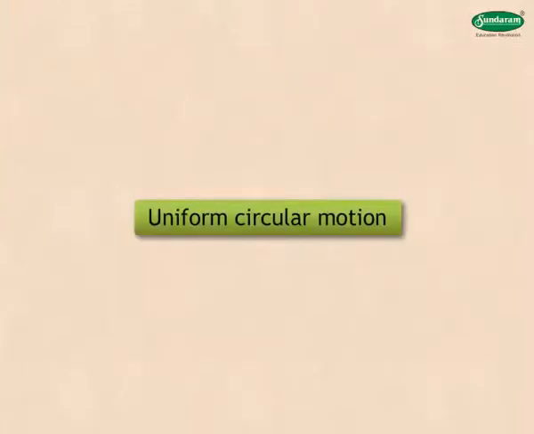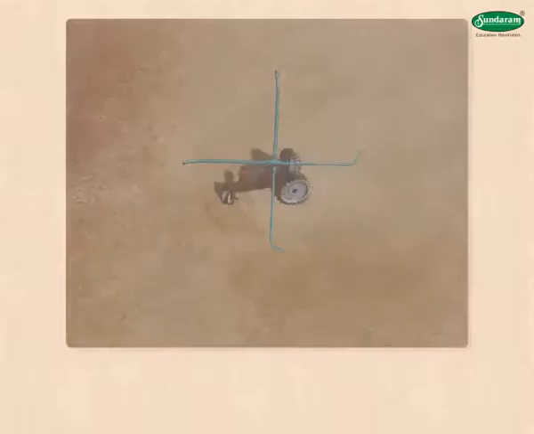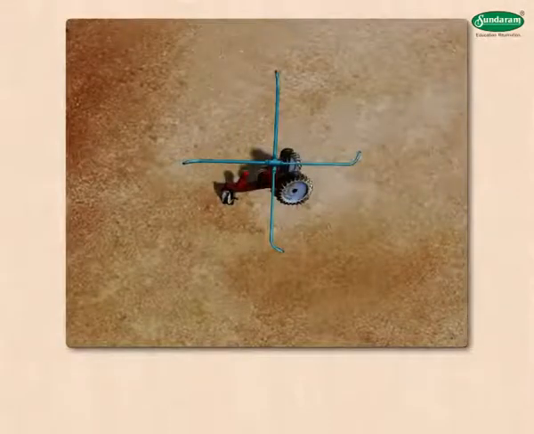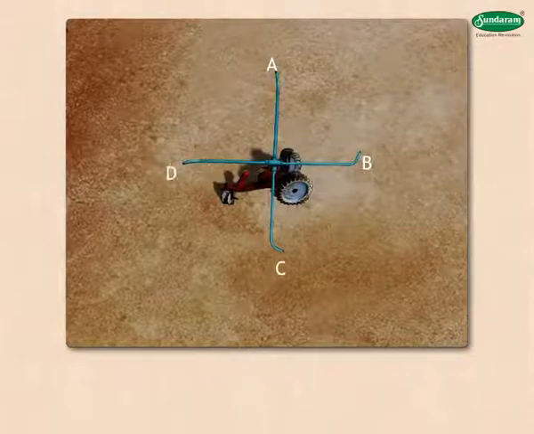Uniform circular motion. Before we start with the concept of uniform circular motion, let us see a small activity. Take a rotary lawn sprinkler having a vertical tube X to which 4 bent tubes A, B, C and D are attached. Connect it to a supply of water.